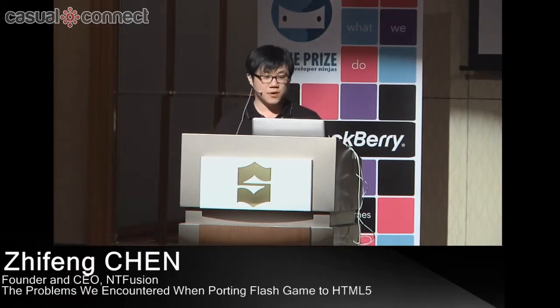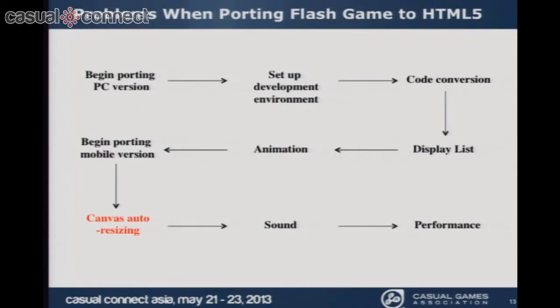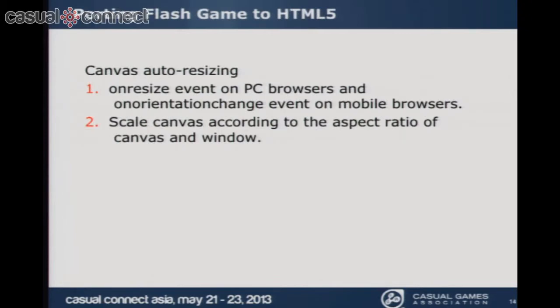So after all this, we have a playable version on the PC browser. Then we can begin to run it on mobile browsers to deal with the mobile browser problems. The first thing will be canvas auto resizing. In the mobile browser, users can rotate their screen, and the screen will have a different resolution ratio.